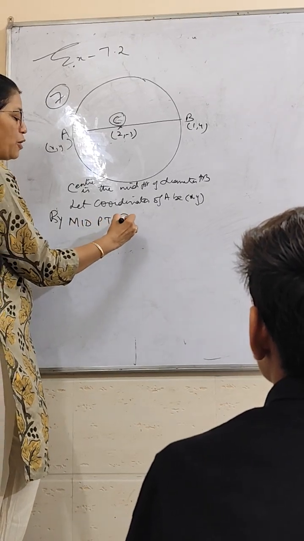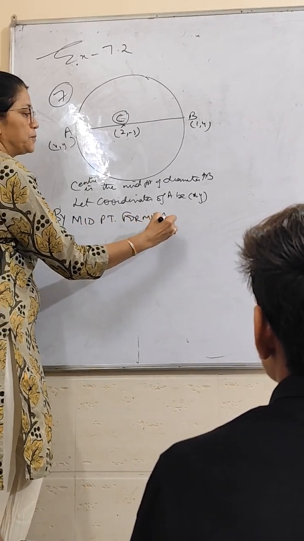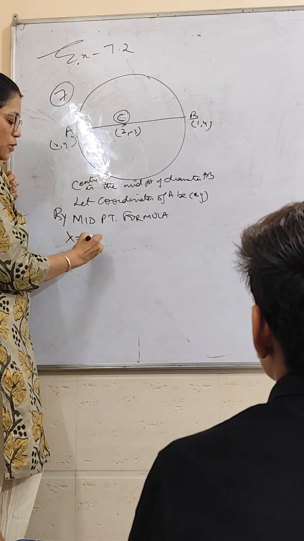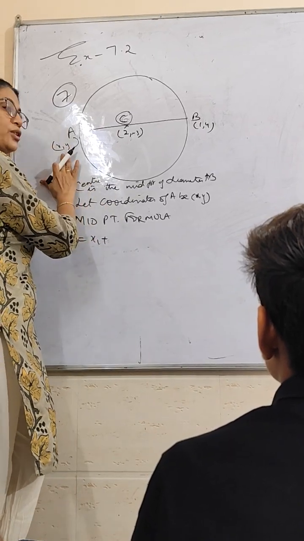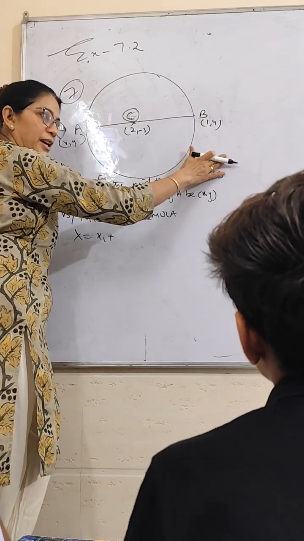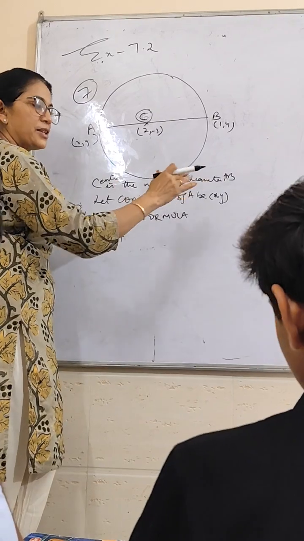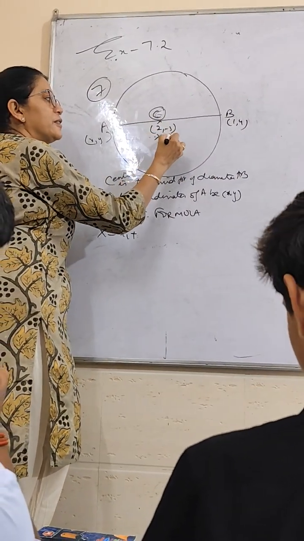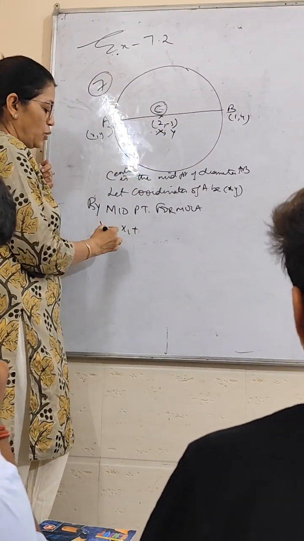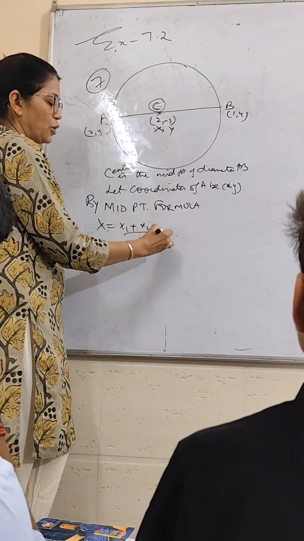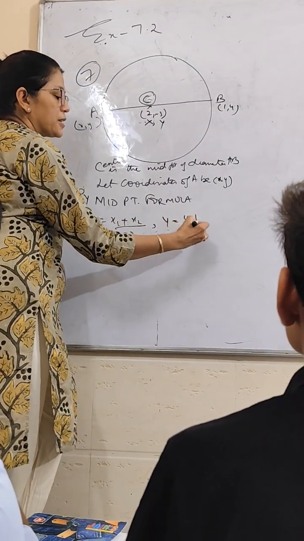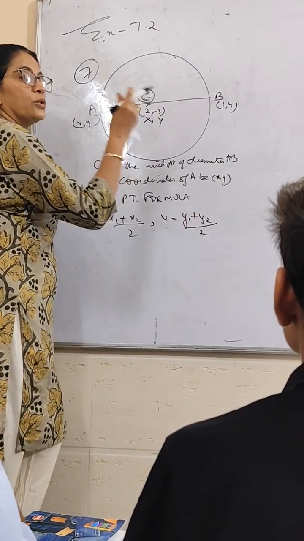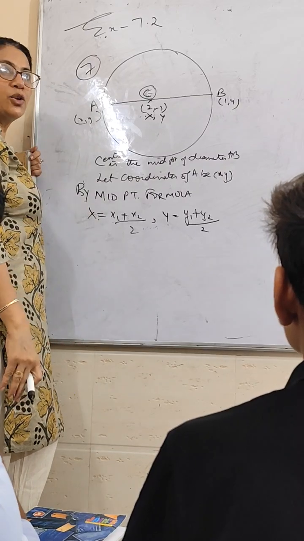Yes, by midpoint formula, x is equal to (x1 + x2)/2. This one we call x1, y1 and this one x2, y2. It is the same as in the section formula. Sum of abscissa over 2, sum of ordinates over 2. Am I clear to everyone?